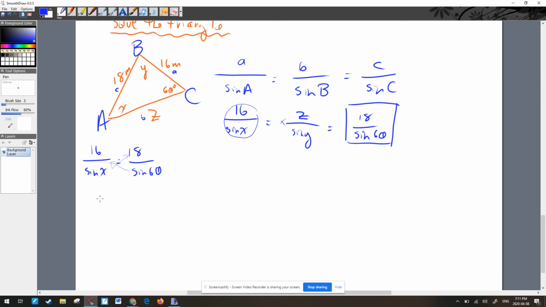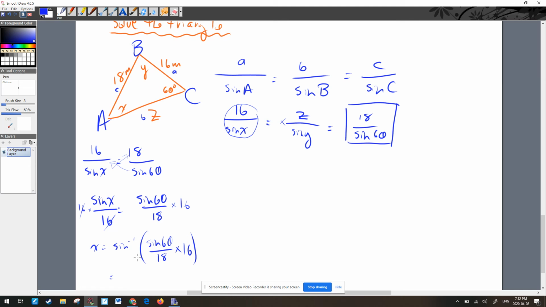And you can go ahead and just flip the whole thing. So we can say this is going to be the sine of X over 16 is equal to the sine of 60 over 18. And then just like the ones we've been doing, I'm going to multiply both sides by 16. Those 16s are going to go away. And then I'm going to sine inverse both sides. We're going to have X is equal to the sine inverse of the sine of 60 over 18 times 16.